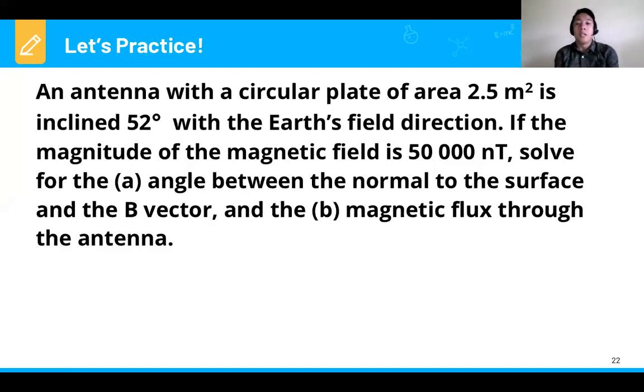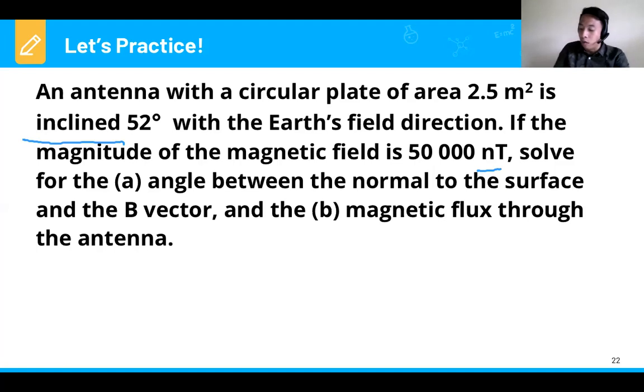An antenna with a circular plate, okay, so ang ating pinaka-barrier is yung circular plate of area 2.5 meters squared is inclined. Ayun na yung sasabi ko kanina na word na inclined. It is inclined 52 degrees with the Earth's field direction. If the magnitude of the magnetic field is 50,000 nT or nanotesla, solve for the angle between the normal to the surface and the B vector, and then find also the magnetic flux through the antenna.